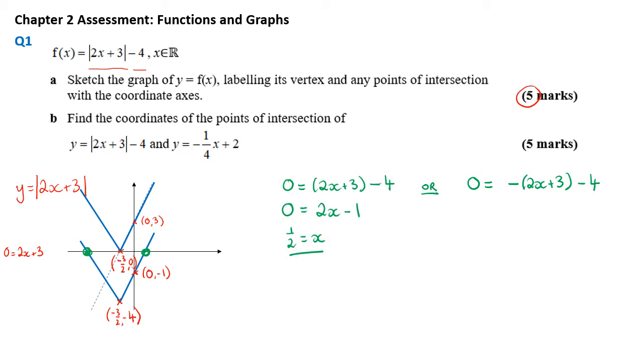I get x is 1/2 from the first equation, positive part. So the coordinates of that point are 1/2 and 0. And in the second part, I get x is minus 7 over 2. The coordinates of this one, minus 7 over 2, 0. Really important when we're drawing our graphs, it's this green one now, that is our final answer. When we draw in our graphs, that we are labelling all of those points of intersection with their coordinates.